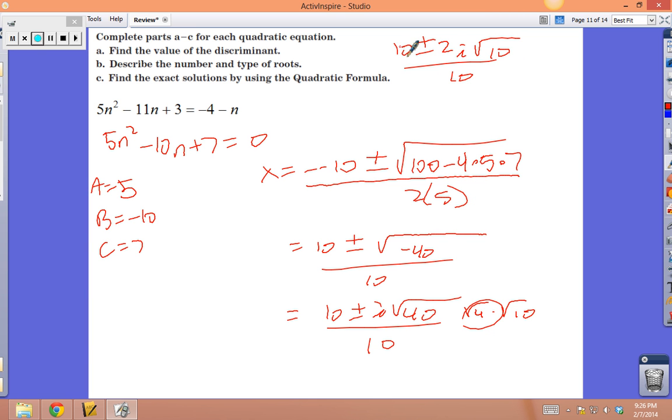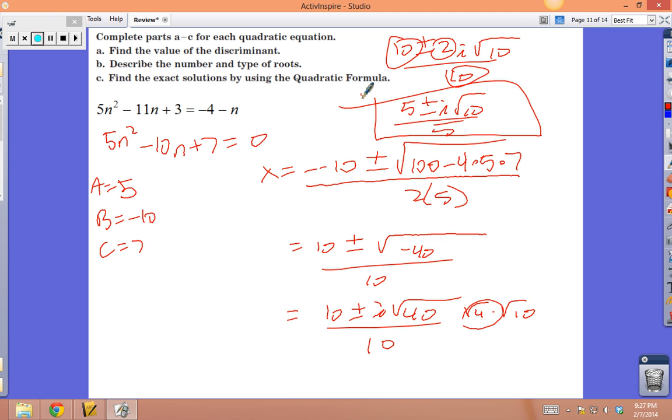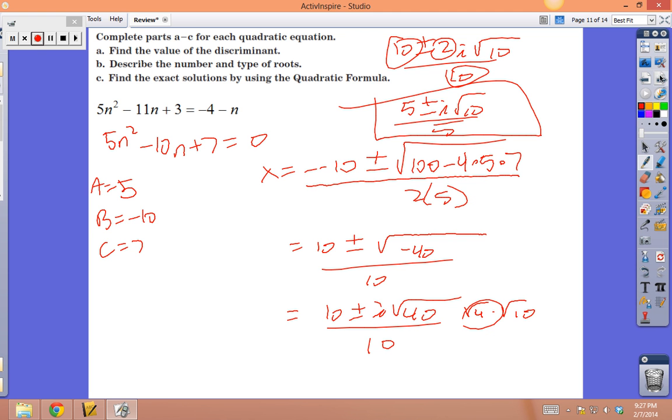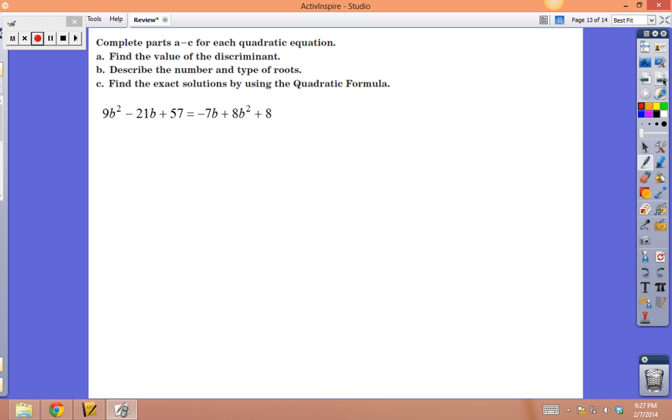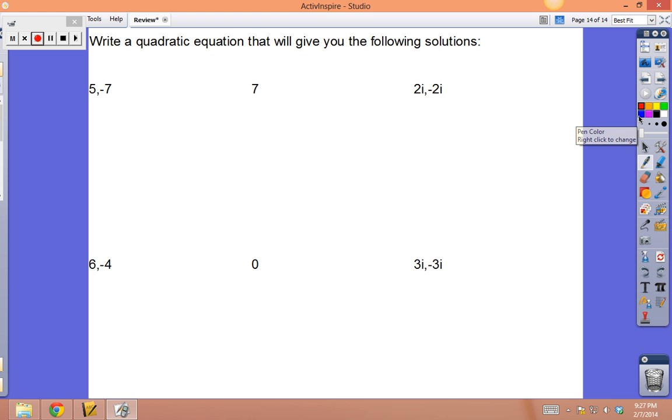Okay, now 10, 2, and 10. Divide those all by 2. So my final answer is going to be 5 plus or minus i square root of 10 over 5. And we'll call that good. So I'm going to skip these next 2, and I'm going to go over some of these.